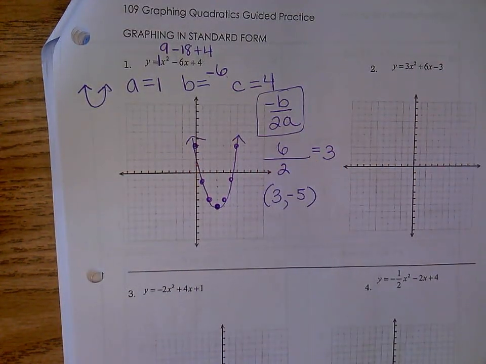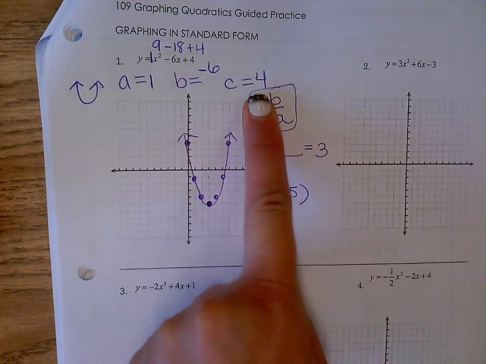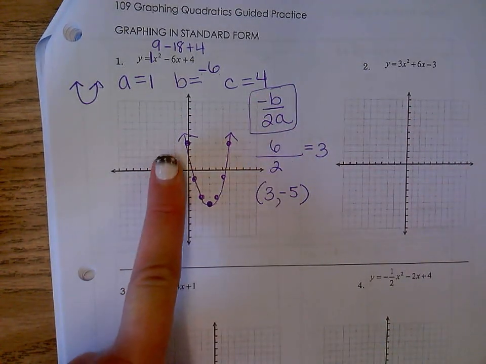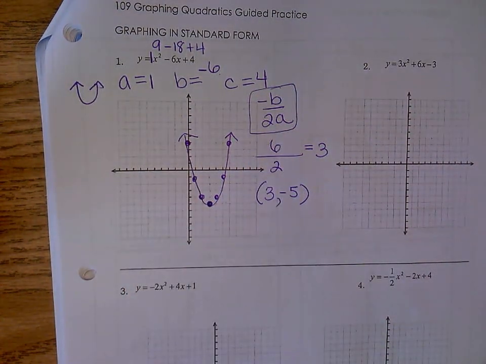I wanted to do that last point so you could double check your y-intercept. What should your y-intercept be? 4. Is my y-intercept 4? Yes. And a lot of times students will make a mistake with either their vertex or their concavity and they won't hit the correct y-intercept. So you really want to check it at the end like that.